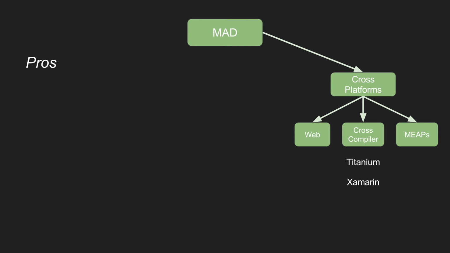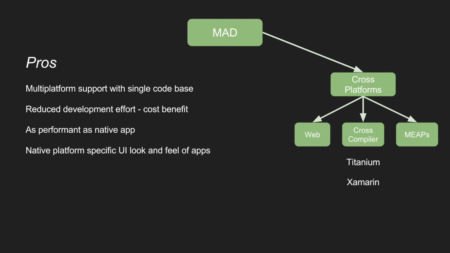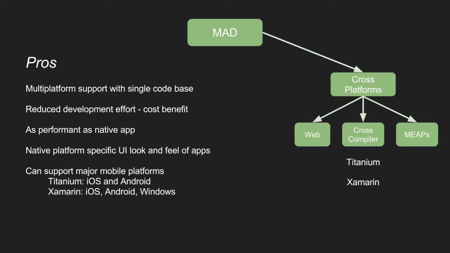Advantages of this particular cross-compiler based approach are that it will support multiple platforms with a single code base. Because you are using only one single code base, the development effort will be reduced. It would be as performant as a native app because whatever code you have written is getting cross compiled into the platform specific code. The native platform specific UI look and feel of the apps can be achieved using this methodology, and it can support multiple mobile platforms. Titanium supports iOS and Android. Xamarin supports iOS, Android and Windows. Some of the apps which are built using this methodology are Expensify, Flipboard, Cinemark and MixRadio.